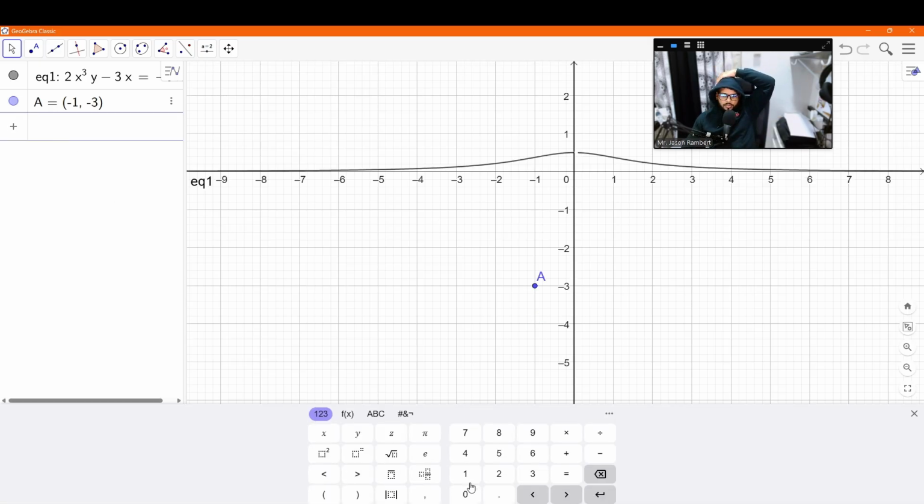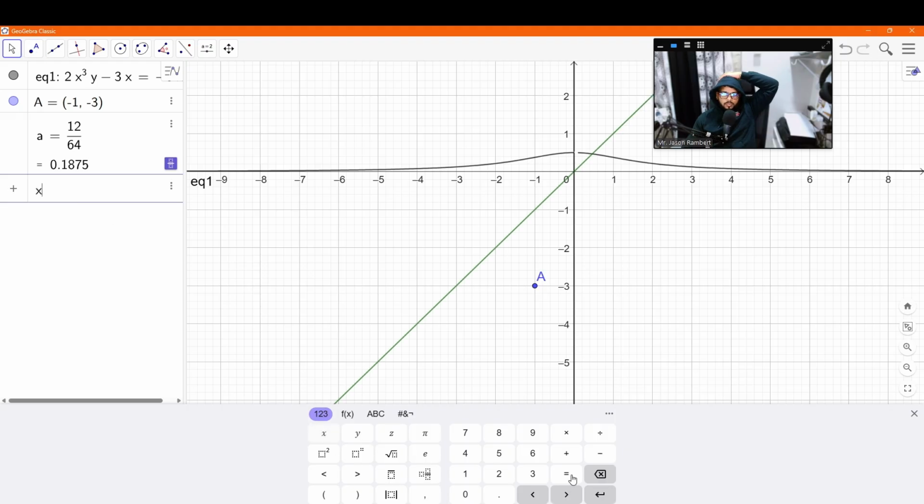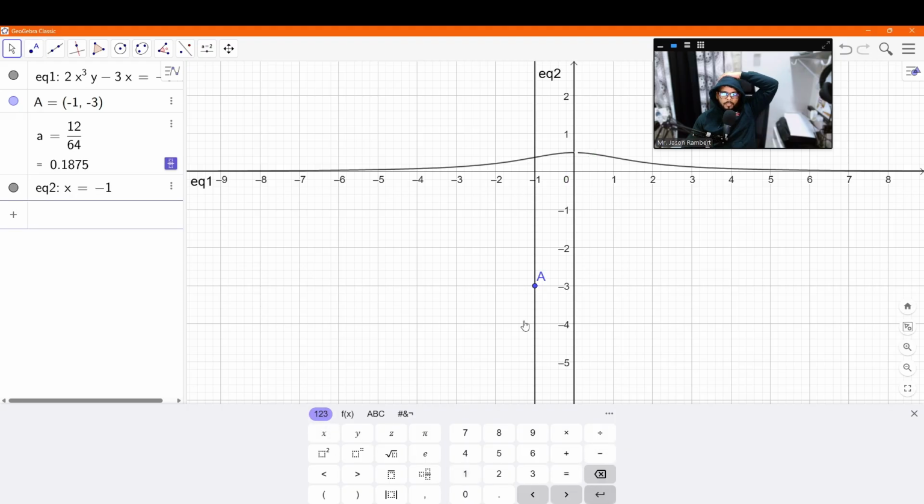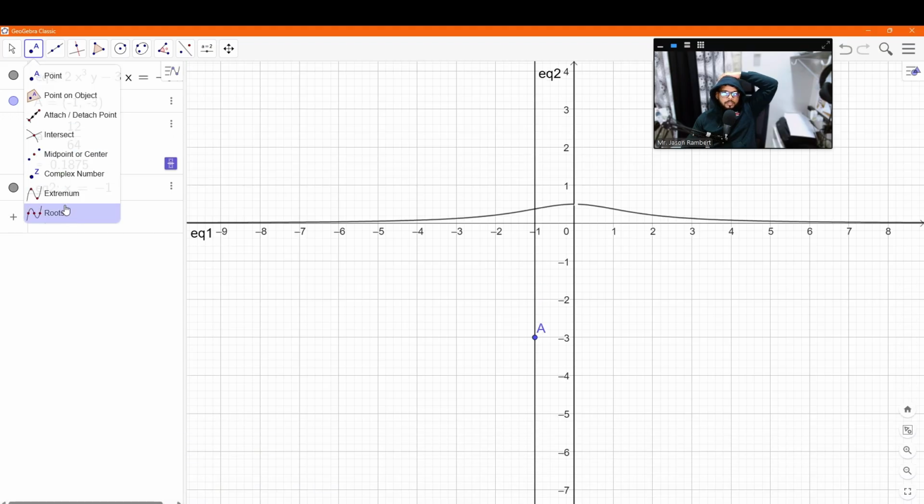Let me check and see what that is. 12 divided by 64 is 1.875. So let's check and see what the gradient at x equal to minus 1 is. So x is equal to minus 1. Let me get what this point is.